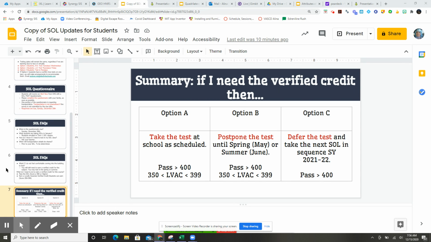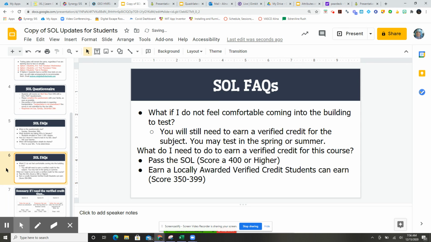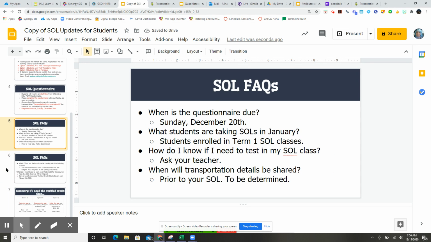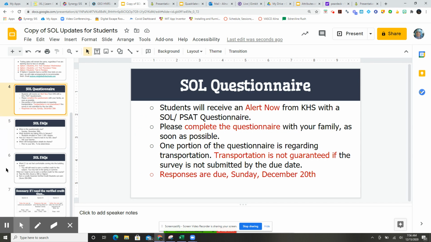And so if we go back up the slides, you can see frequently asked questions. So this is linked in the banner at the top of our page, so you can read it and share it with your parents and have a discussion about it, because there should be some discussion around this. There's an alert now that'll come out later tonight or tomorrow. It's scheduled to come out tonight, but stuff happens. You're going to complete the questionnaire. On that questionnaire, it's going to ask you questions about transportation, if you need bus transportation to the school, and which of those three options you want to do, whether you want to take the test in January, take the test in the spring or the summer, or just defer and take the next test.